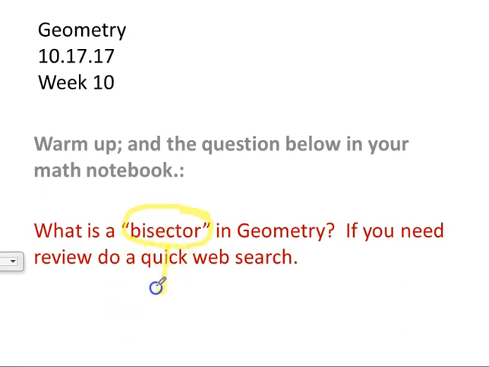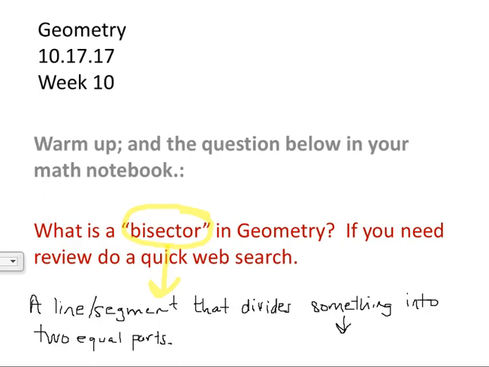So what is a bisector? What did you guys come up with? So in geometry, it is something that divides, I should say a line. It's a line or segment that divides something into two equal parts. So let me finish writing that out. So again, it's a line or segment that divides something into two equal parts.